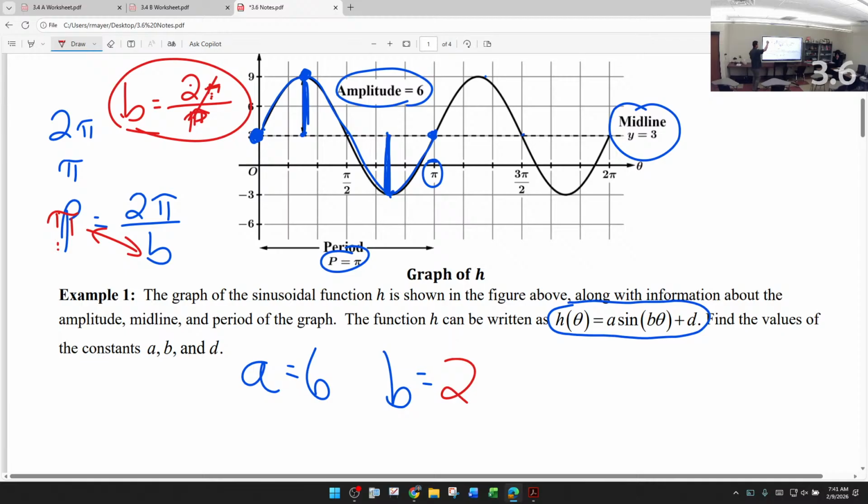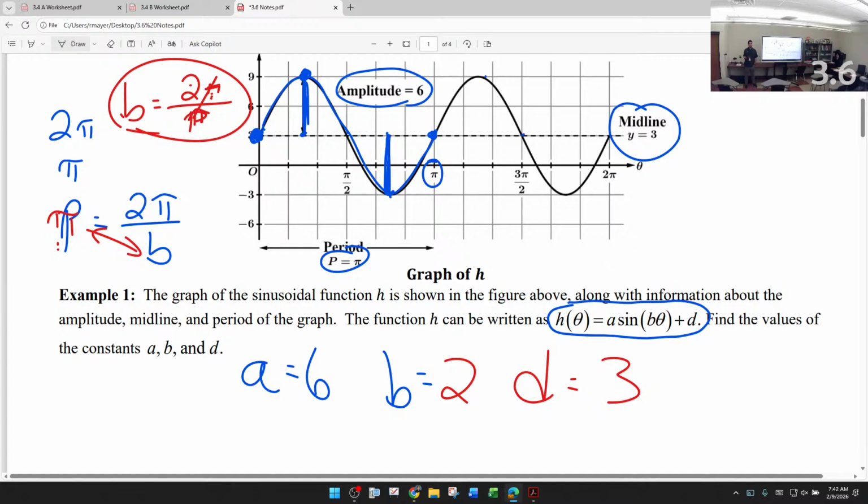And then D is simply how far it's moved up or how far it's moved down. And this particular one, it's moved up 3. D could be negative. A cannot be, I don't want to say that. The amplitude cannot be negative. A could be negative. The amplitude is not. That's what I need to say. Let's see if that comes up. I don't know when that might come up.